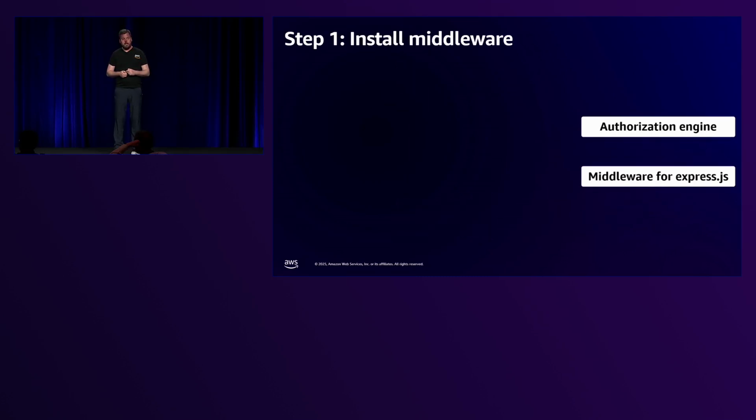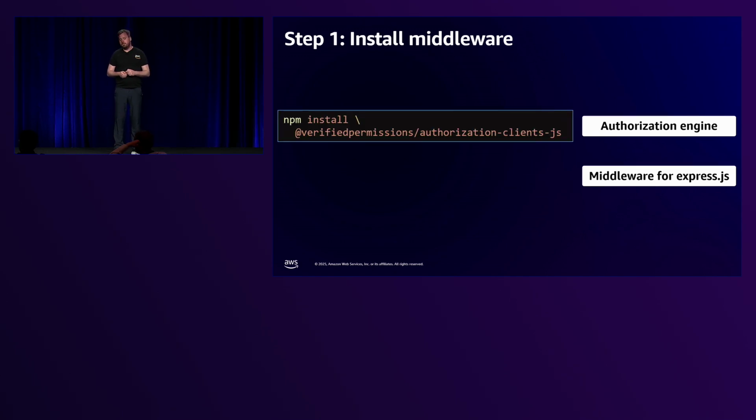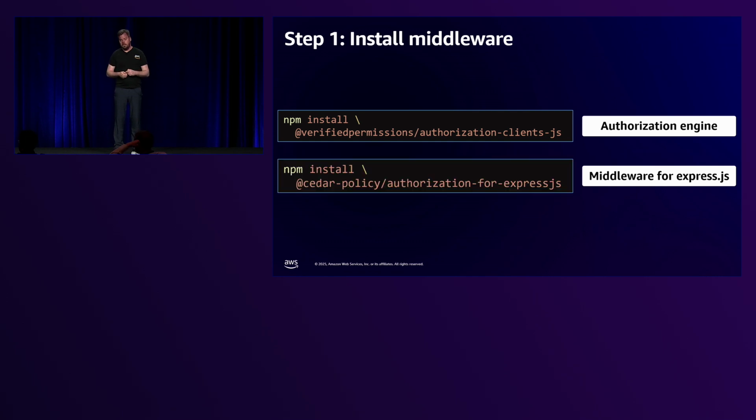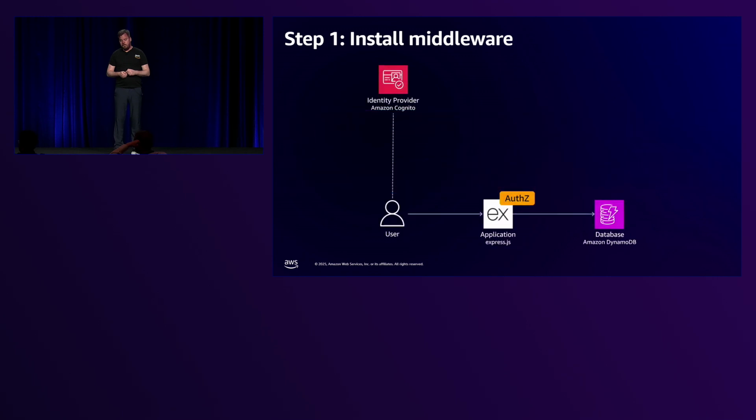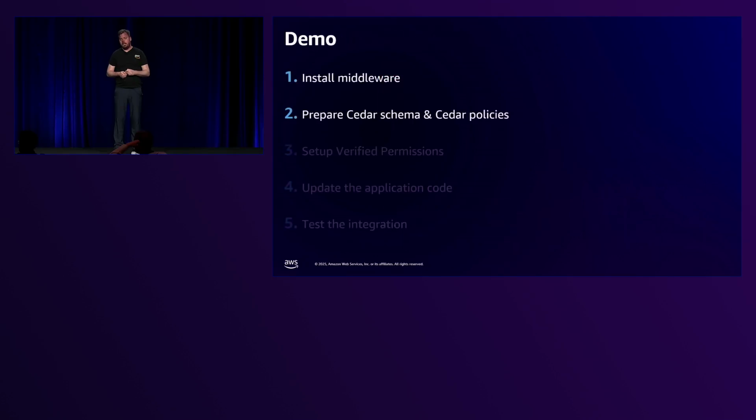So in this case, how do you install this? Well, it's composed of two modules. One is the authorization client, one is the authorization for ExpressJS. So what we have now is that we've removed the authorization logic from our application, and we're reintegrating the middleware into our ExpressJS application. The next step is preparing your Cedar schema and Cedar policies.